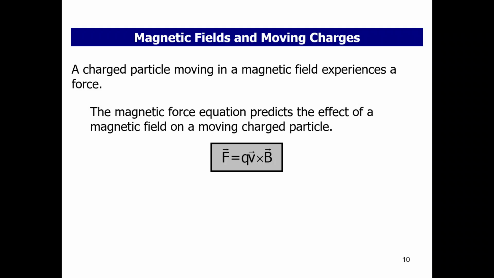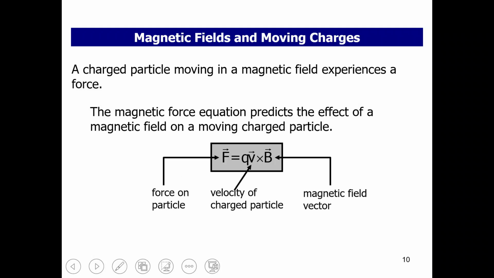So you've seen vector cross products hopefully in your mechanics course. We saw them briefly with the electric fields of dipoles, but we're going to see cross products a lot more heavily here in this unit. So looking at this, our capital F with the arrows is the vector force on the particle. V is the velocity of the charged particle. Direction matters because it's a vector. And capital B is our magnetic field vector.